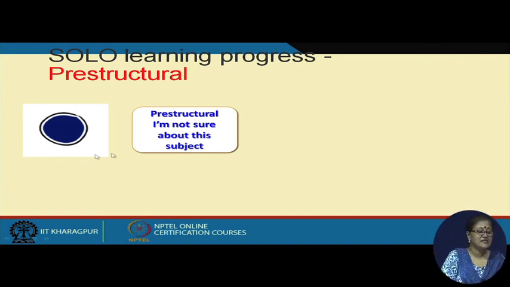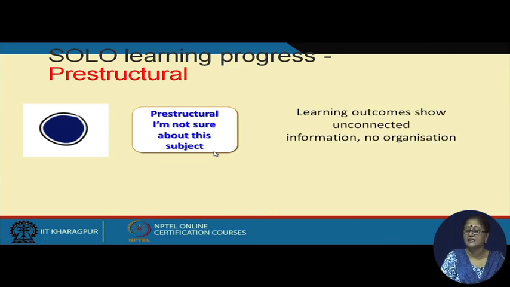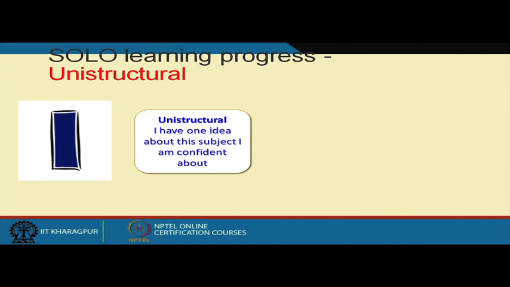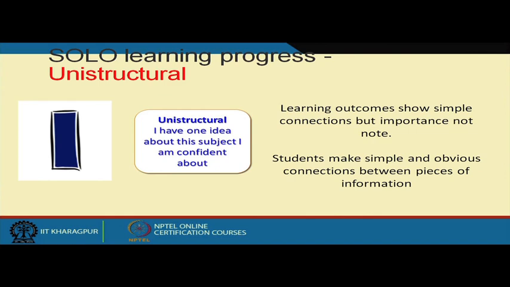Now, the SOLO learning process: PreStructural. Here I am not sure about this subject. It means the learning outcome shows unconnected information, no connection, no organization. So, that is the first part of SOLO, PreStructural. The next part is the unistructural. I have one idea about the subject and I am confident about the subject. Learning outcome there shows simple connection, but importance not noted.